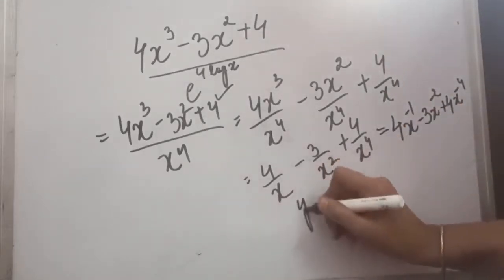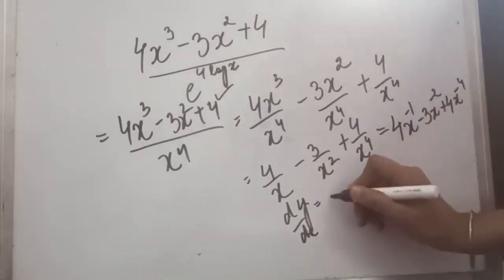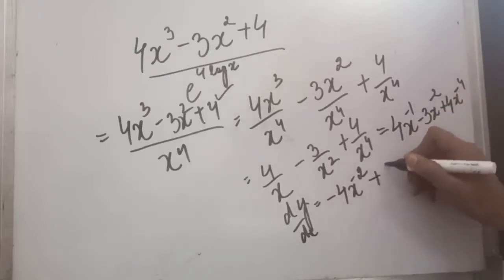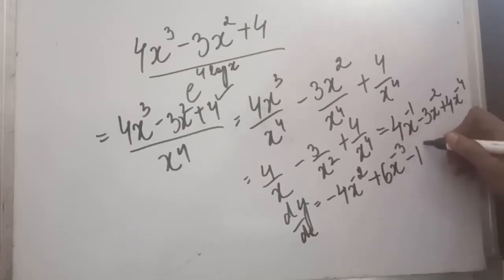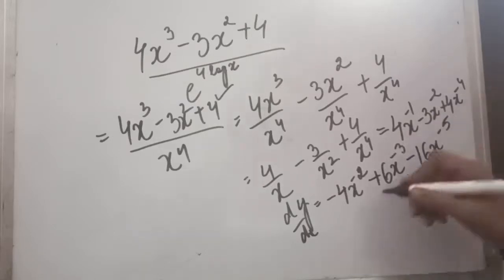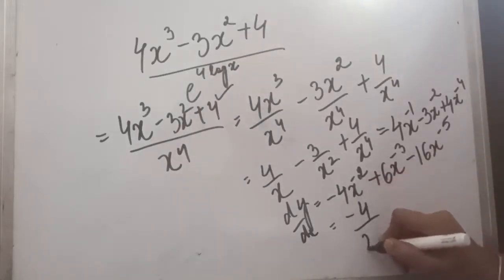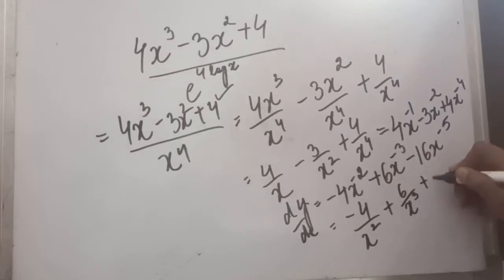Now taking the differentiation, dy upon dx, minus 1 will come forward, it is minus 4 x power minus 2. It will come forward plus 6 x power minus 2 minus 1 is minus 3 and minus 16 x power minus 5. And if you want to write it in a better way, 4 divided by x square, this will go below, plus 6 divided by x cube and minus 16 divided by x power 5.